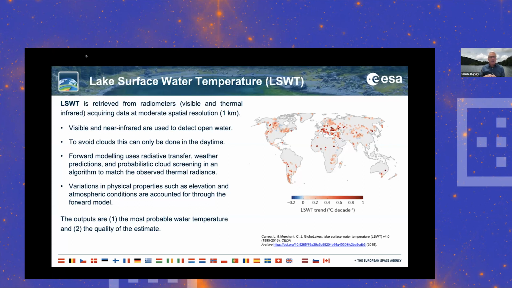What you see on the right is a precursor to the Lake CCI product. The algorithm has evolved over time, but it provides you with a general idea of how this type of data can be used to look at changes and trends over time in lake surface water temperature.